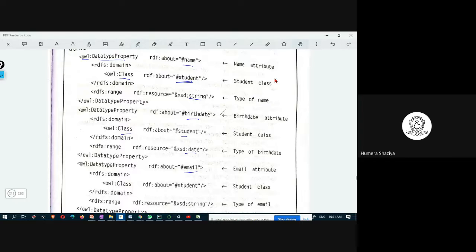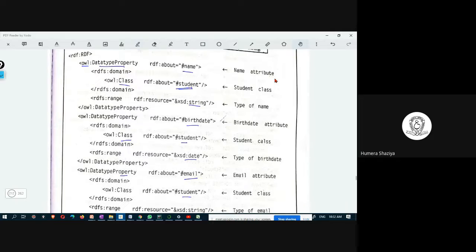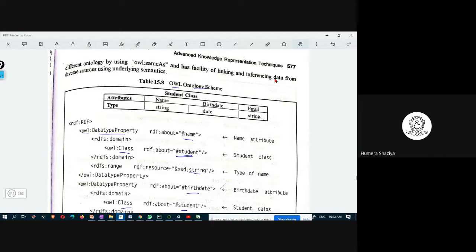Email is a property of domain student and its range is string. This is how this particular class, which is a student class, which is a part of the ontology, is described using RDF and OWL.